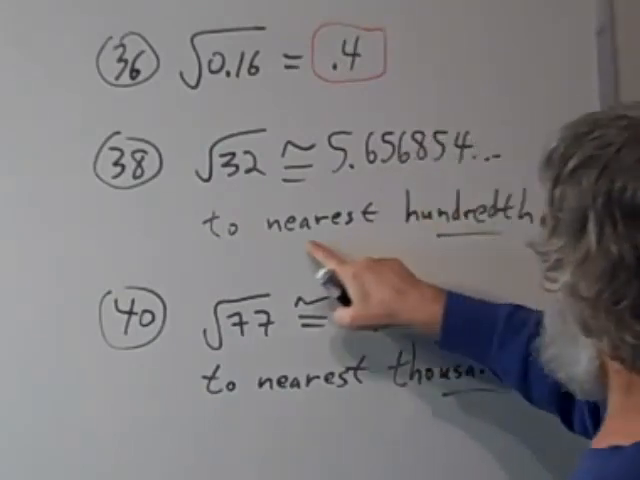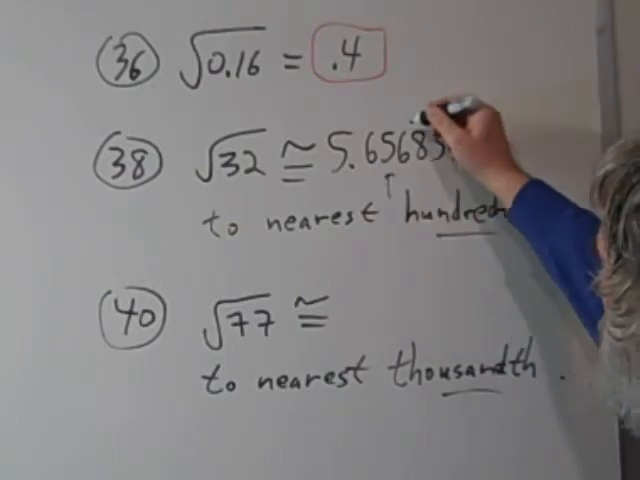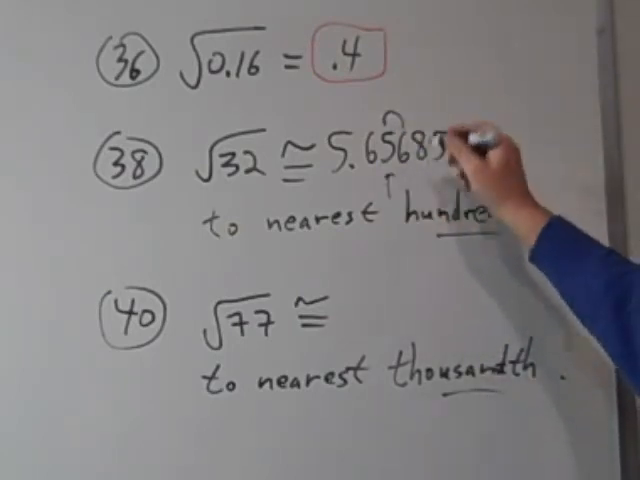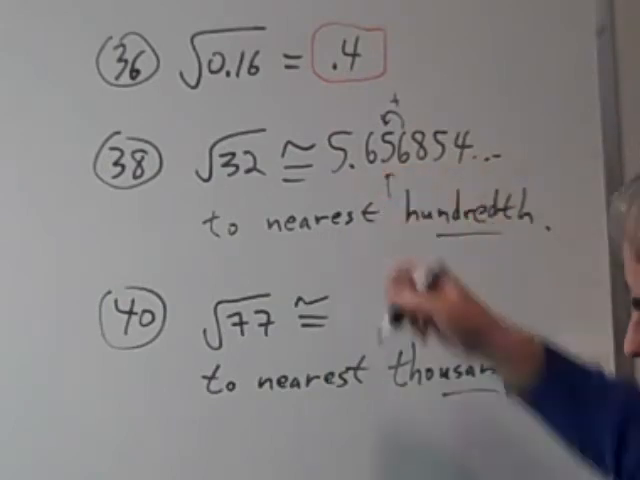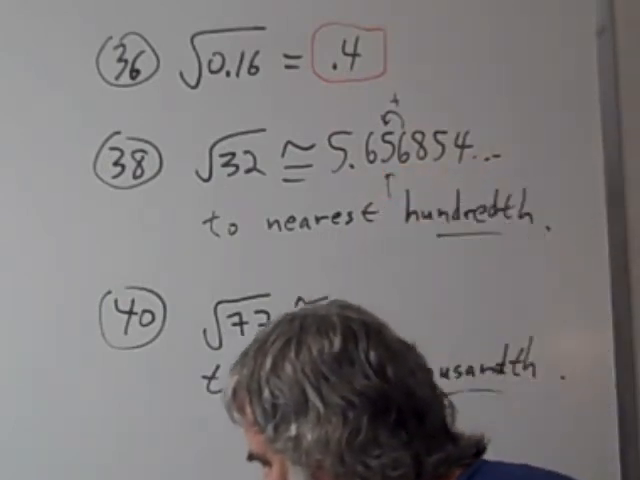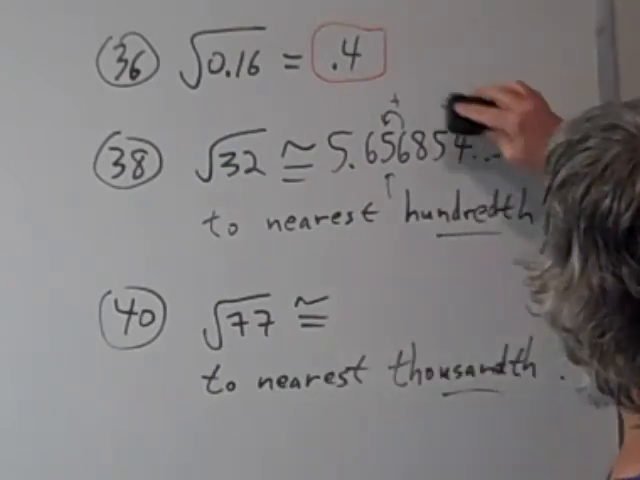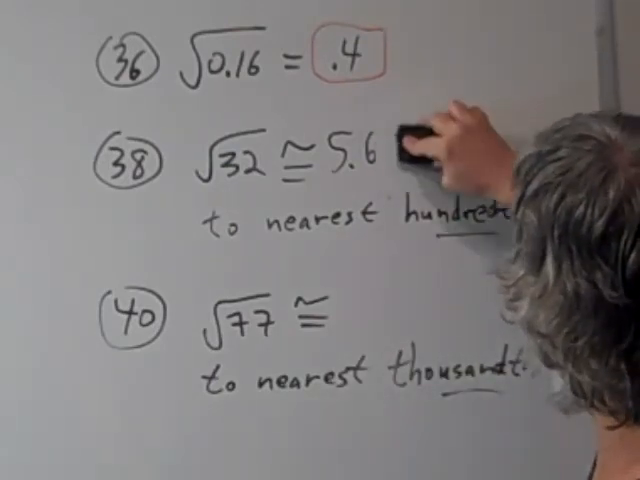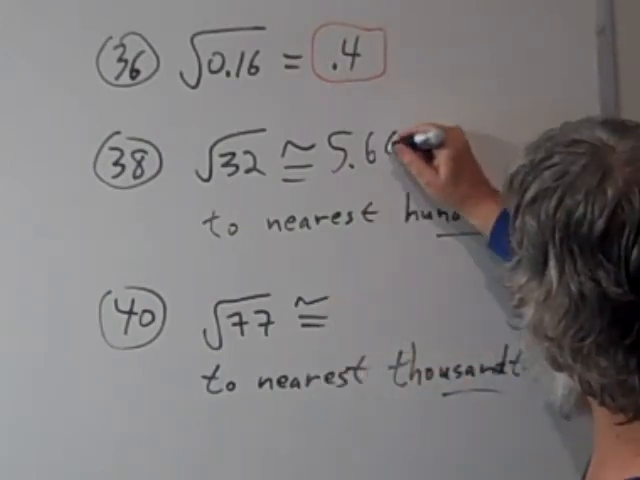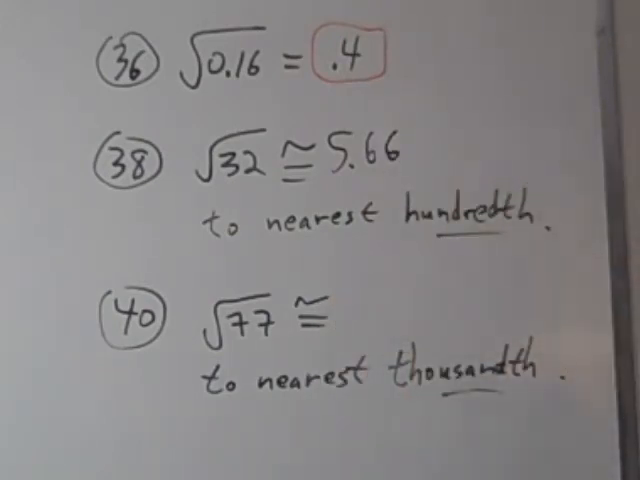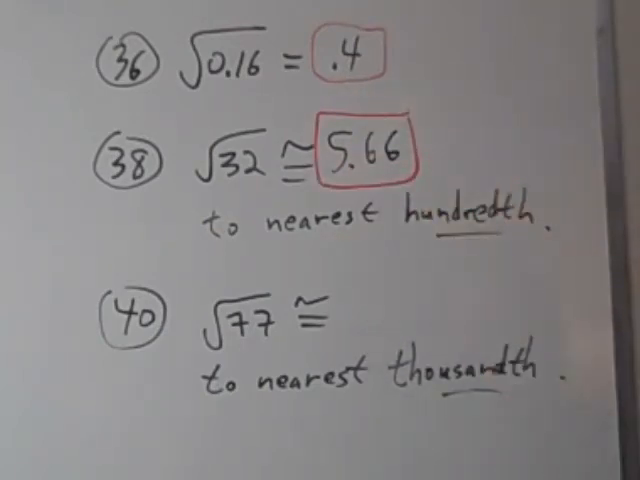5.656854, but we're supposed to only round to the nearest hundredth. That's the tenths, hundredths position. The next digit over is a 6, which causes us to have to round up this 5 to a 6. So rounding up, we round that 5 up to a 6. So there's the approximate answer rounded off to the nearest hundredth.